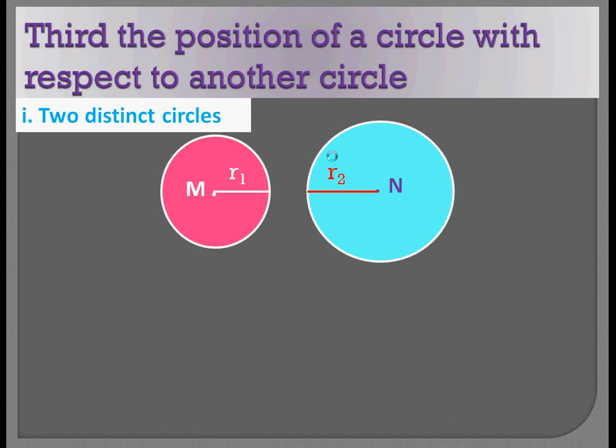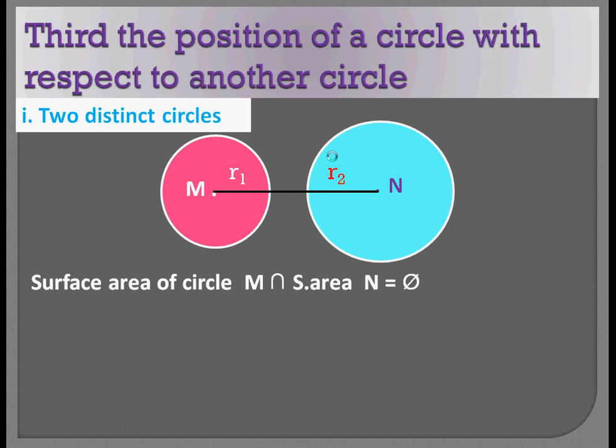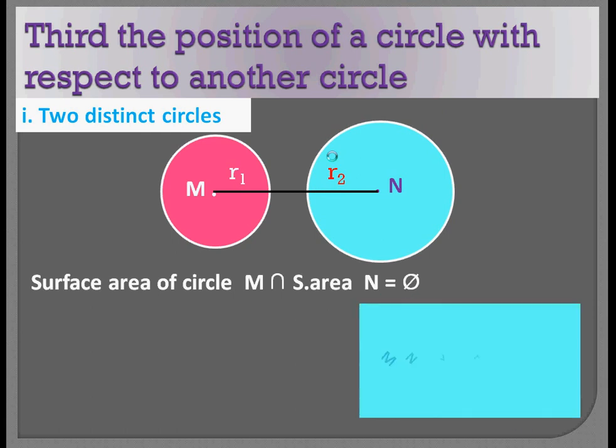They are away from each other. So we can say that the intersection between the surface area of circle M and the surface area of circle N is equal to phi. We can also say that the distance from M to N is greater than R1, greater than R2, and greater than the sum of R1 and R2. So MN is greater than R1 plus R2 in the case of distant circles.